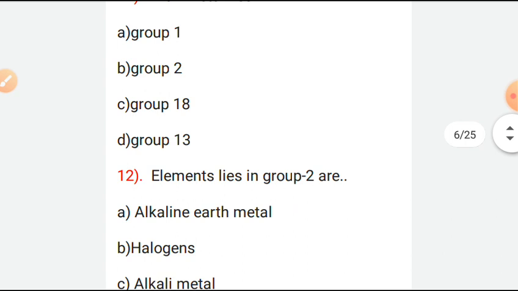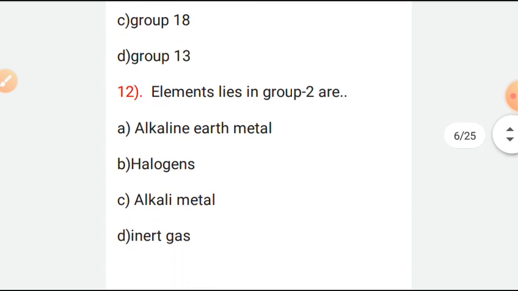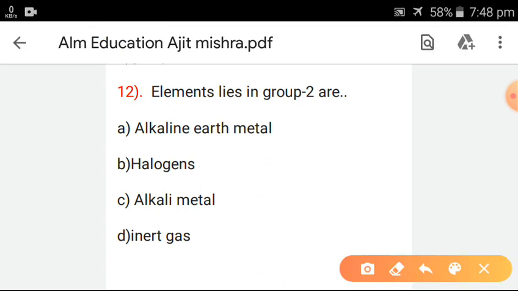Next question. Which elements lie in group 2 in the given options? Option A alkaline earth metal, B halogen, option C alkali metal, option D inert gas. The group 2 elements are called alkaline earth metals. It means the answer will be option A.